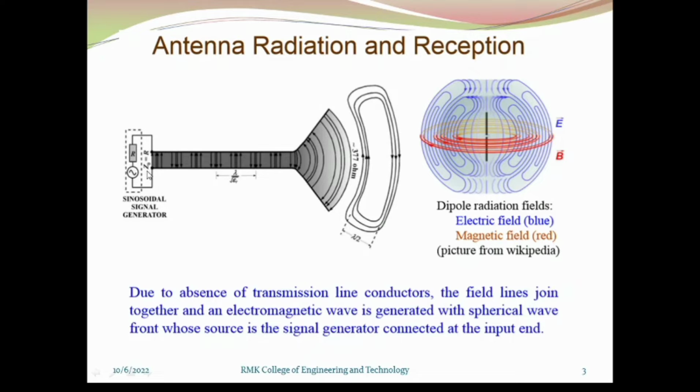Here we have the generator, and this is the transmission line. The transmission line is tapered at the end. The tapered section is used to match the impedance to the free space impedance of 377 ohms, in order to convert the spherical wavefront to the plane wavefront, and these are the corresponding field components. The blue color field component is the electric field component, the red color is the magnetic field component. Both are perpendicular to each other.